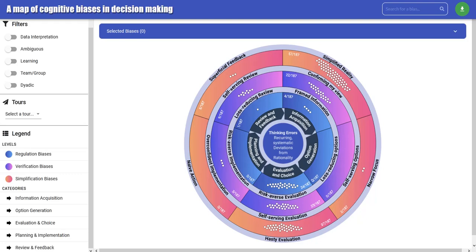This website provides you with a typology of cognitive biases in decision making, and it was developed at the University of St. Gallen, Switzerland. This typology allows managers and facilitators of decision-making processes to identify and learn more about potential cognitive biases that may occur in the decision-making process. Before we look at the navigation, let's have a look at the logic behind this classification.